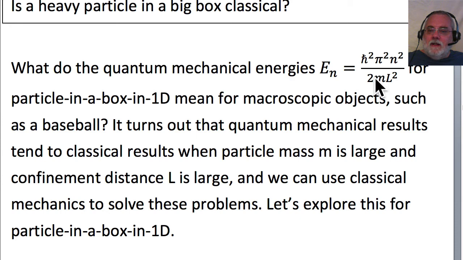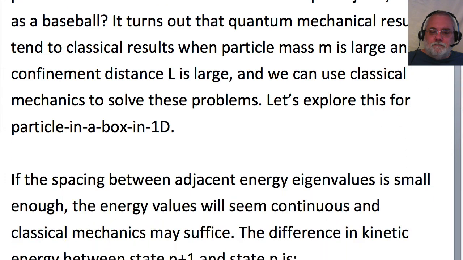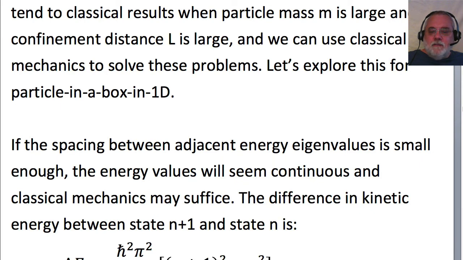Note that both of these are in the denominator, mL squared. So as they get large, the denominator gets small, and we will see that the spacing between energy levels gets smaller. So when m is large and confinement distance L is large enough, we can use classical mechanics to solve these problems. Let's explore this for particle in a box in one dimension. If the spacing between adjacent energy eigenvalues is small enough, then the energy values will seem continuous and classical mechanics may suffice.